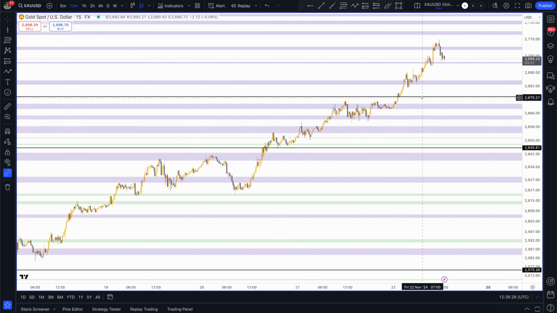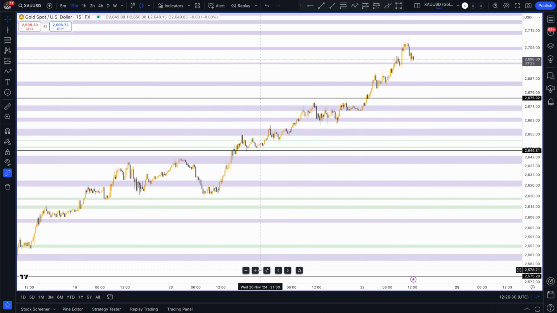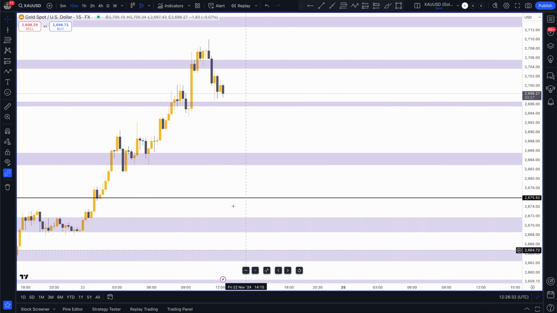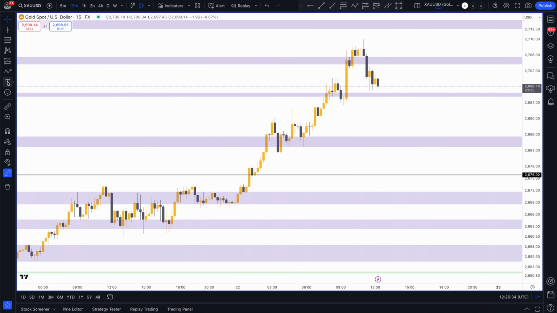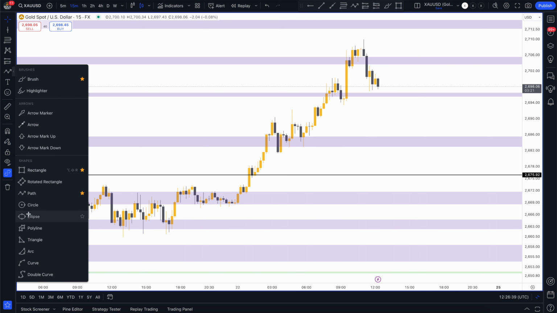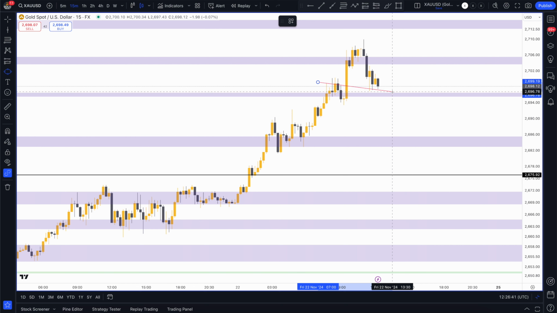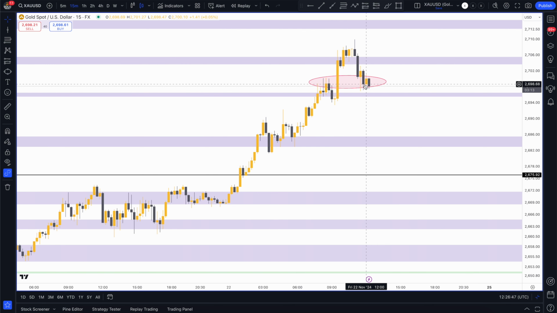If you look closely though, if I zoom back in for you real quick, as you can see here, if I grab an ellipse just to show you guys closer, we've had this previous resistance and where price is now testing as a support, and that is definitely indicating to us a break and retest pattern if we can see the candlesticks hold above this level.